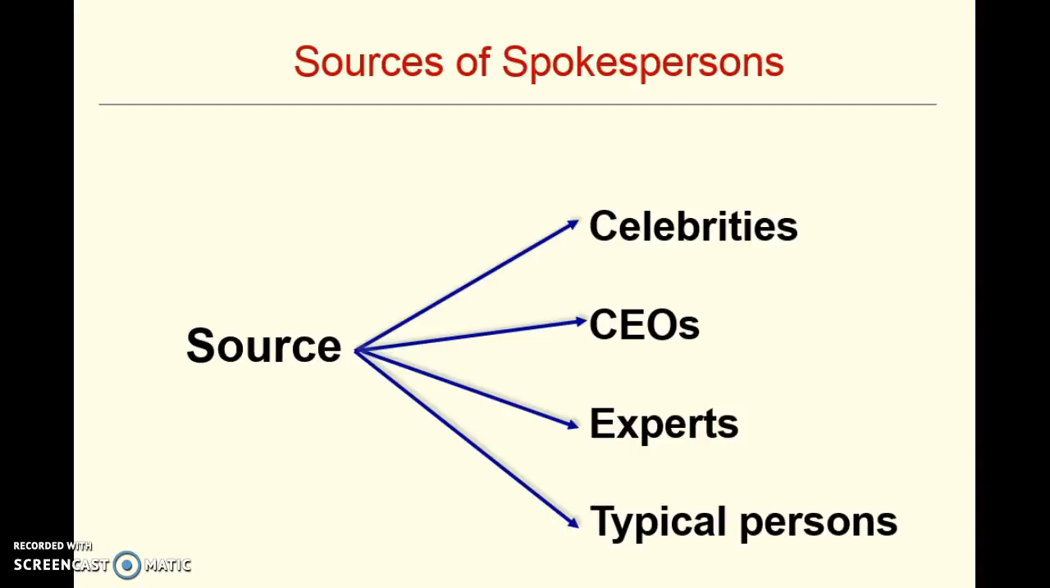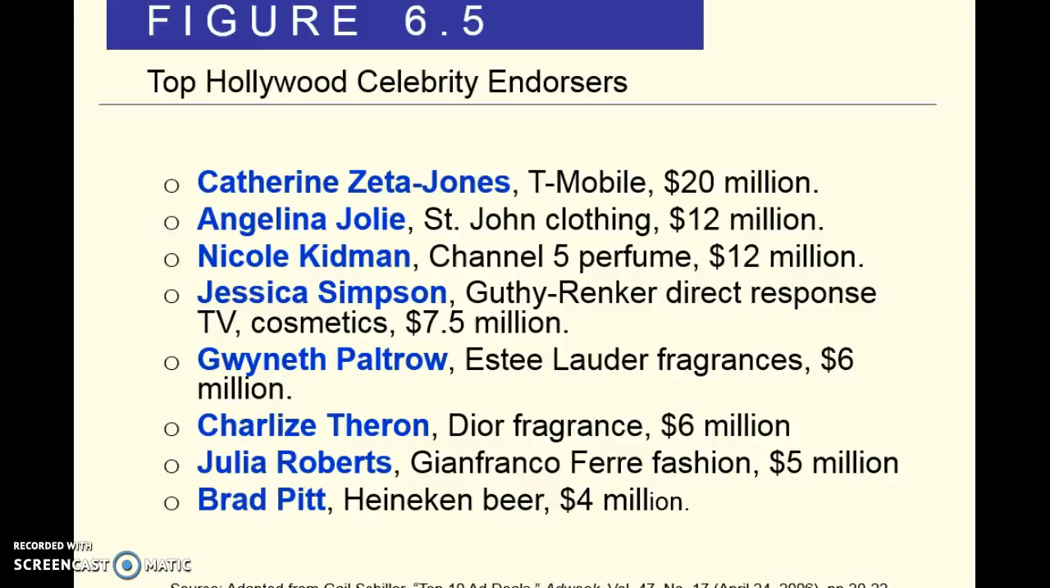Sources of spokespersons: celebrities, CEOs, experts, typical persons. Figure 6.5. Top Hollywood celebrity endorsers. Catherine Zeta-Jones, T-Mobile, 20 million. Angelina Jolie, St. John Clothing, 12 million. Nicole Kidman, Chanel No. 5 Perfume, 12 million. Jessica Simpson, Kathy Ireland, direct response TV cosmetics, 7.5 million. Gwyneth Paltrow, Estee Lauder Fragrances, 6 million. Charlize Theron, Dior Fragrance, 6 million. Julia Roberts, Gianfranco Ferre Fashion, 5 million. Brad Pitt, Heineken Beer, 4 million.